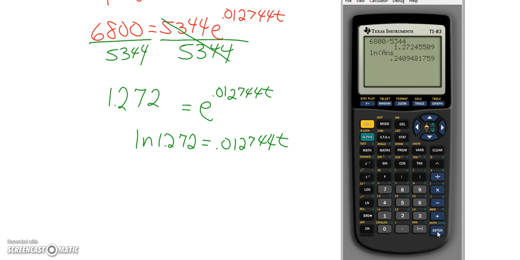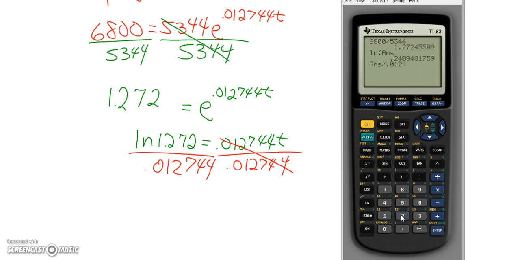We're going to have to do one more division because our next step would be to divide by 0.0127444. Not the t. Divide by 0.0127444. So again, I do not want to round. I want to use that entire decimal, so I can do second, the minus sign, bring up answer, then I hit divide, and then I type in 0.0127444, and I hit enter. That's going to be approximately, when t is approximately 19.